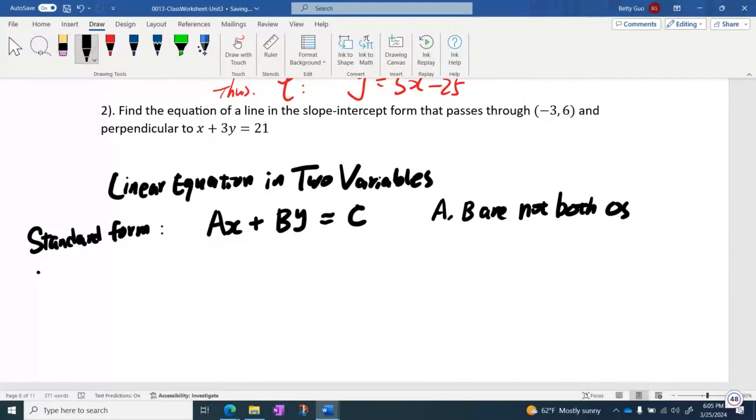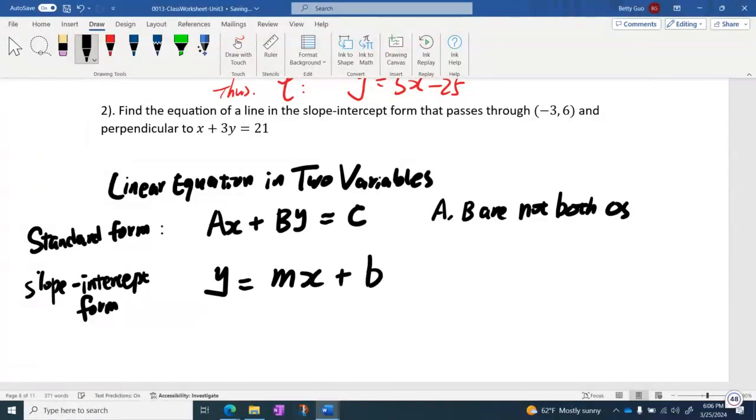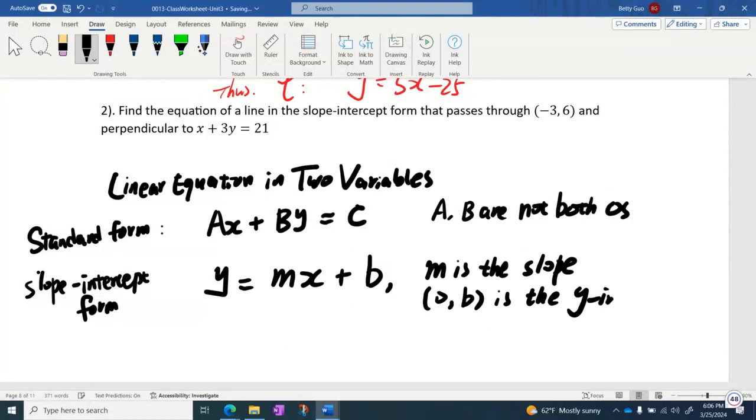The second form is called slope-intercept form. It looks like this. y equals mx plus b. X and y are the two variables. m, the coefficient of x, is the slope of the line, rise over run. And (0, b) is the y-intercept.